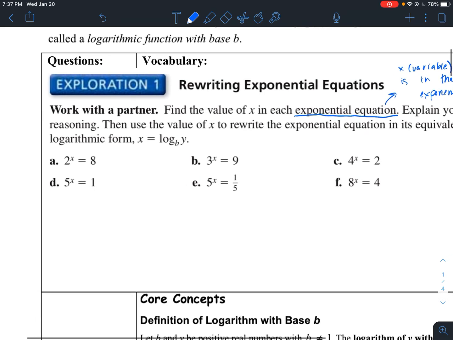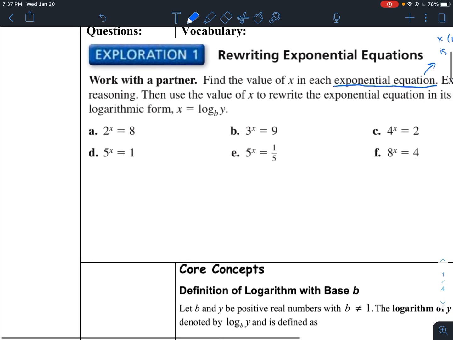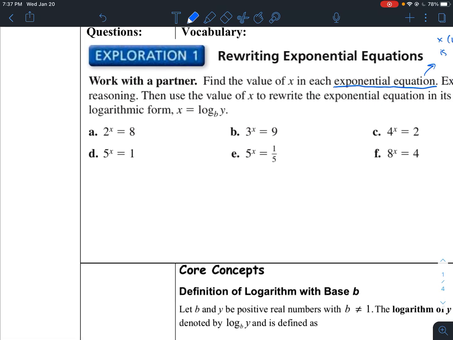So for a, it says 2 to the x power is equal to 8. So most of the time in the last unit it would be like x cubed is equal to 8. So you'd have to take the cube root of both sides and you would learn that x is equal to 2, right? 2 to the third power will give you 8. Well, here it's opposite, where we have 2 to what power is equal to 8. And I know that if you raise 2 to the third power, you'll get 8. So here, for a, x is equal to 3.